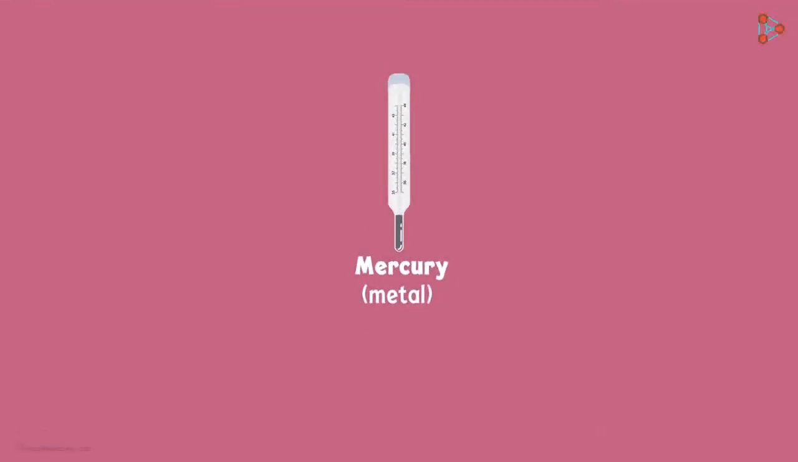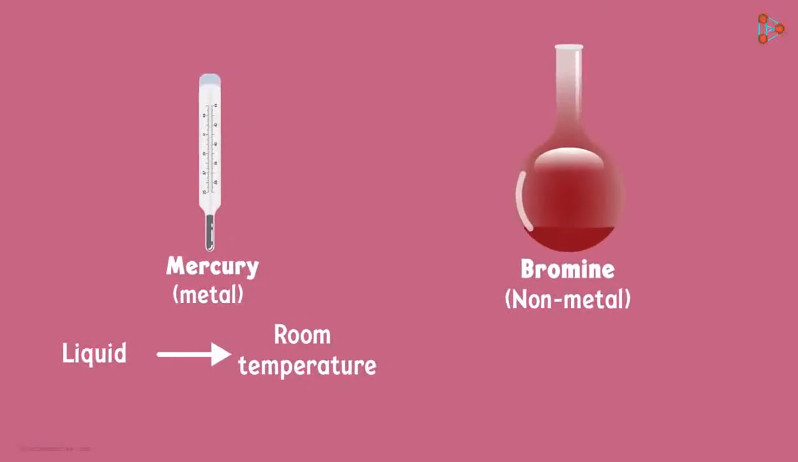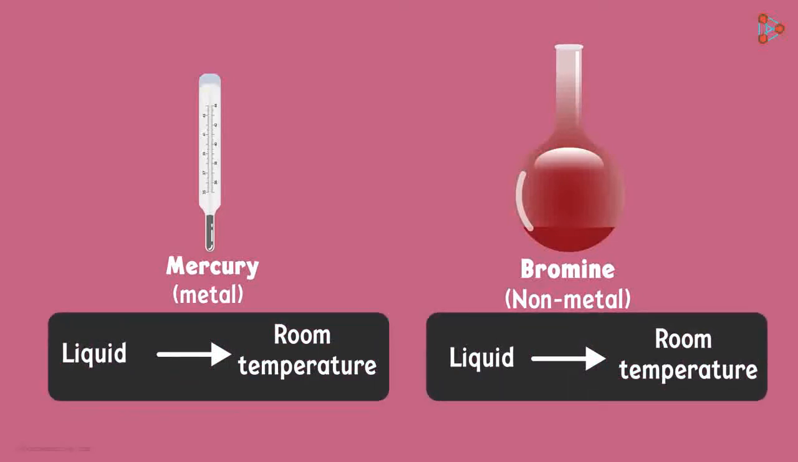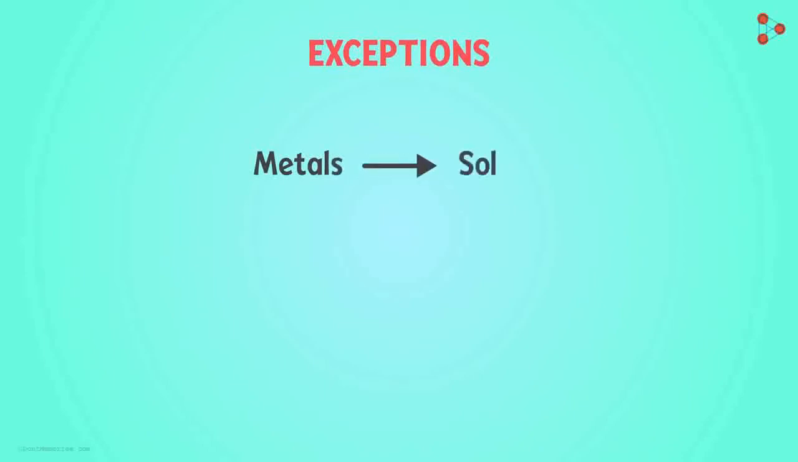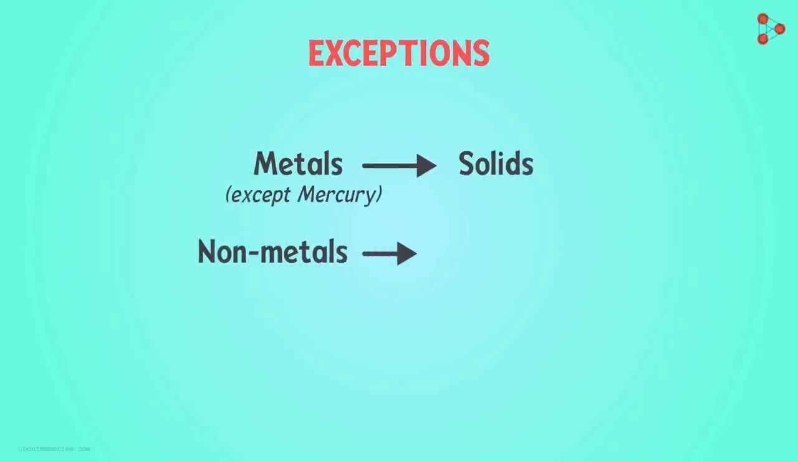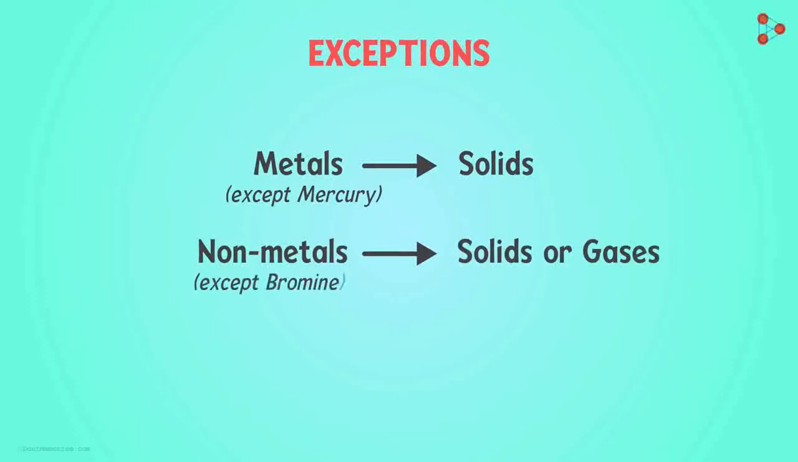Wait, but mercury is a metal in liquid state at room temperature and bromine is a non-metal in a liquid state at room temperature. How do we differentiate between the two based on physical properties? We can say that all metals are solids at room temperature except mercury, and all non-metals are either solid or gaseous except bromine. Well, this is not it. There are a few more exceptions that break the physical appearance norms of metals and non-metals.